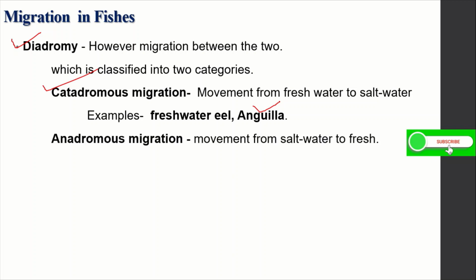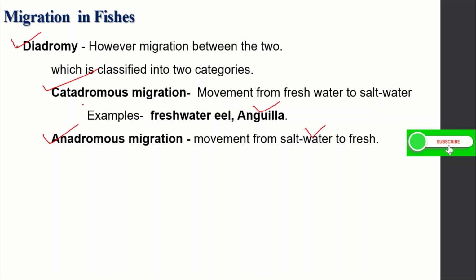The second type is called anadromous migration. Anadromous migration means the movement of fishes from salt water to fresh water. That is, from the salt water or sea water to the freshwater area, which is the reverse of catadromous migration.